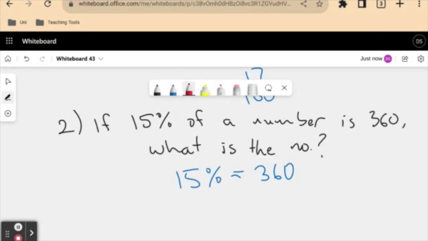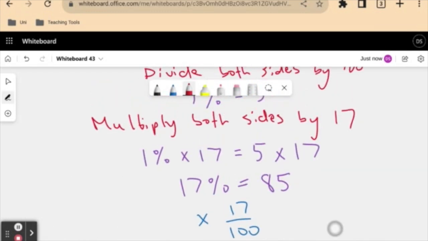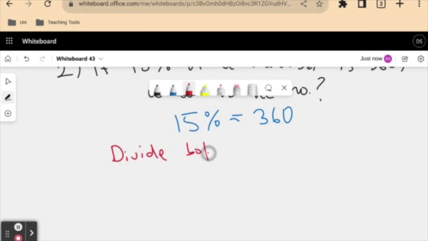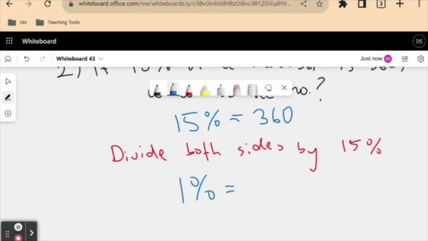So here, we're just working the other way to what we did here. We want to first divide both sides by 15, because that will give me an expression for 1%. And that will be 360 divided by 15, which is 24. You can check that on your calculators.